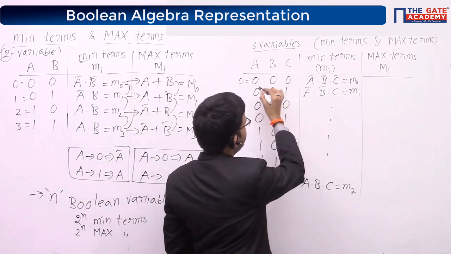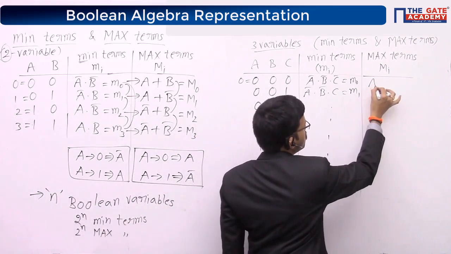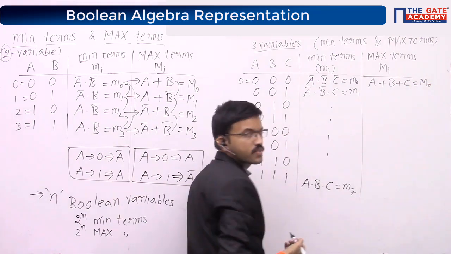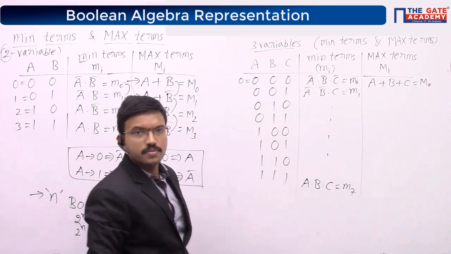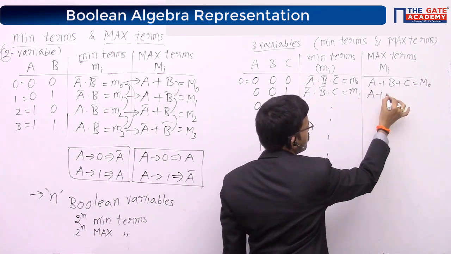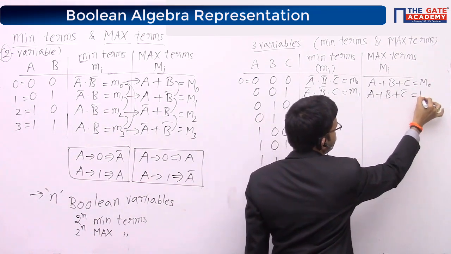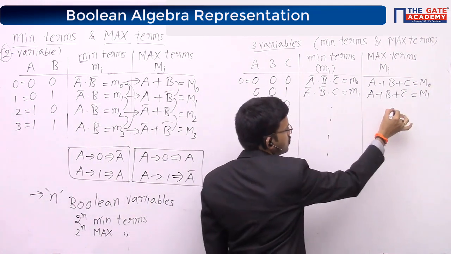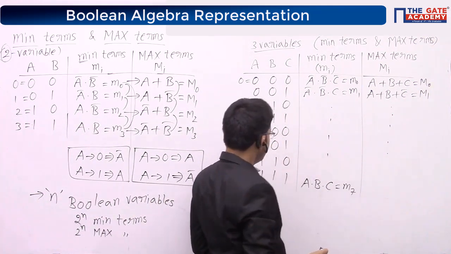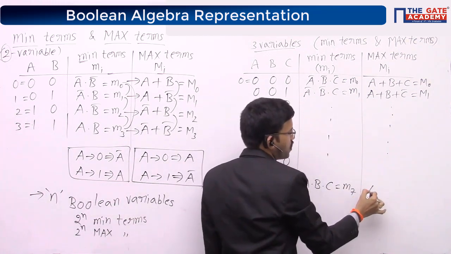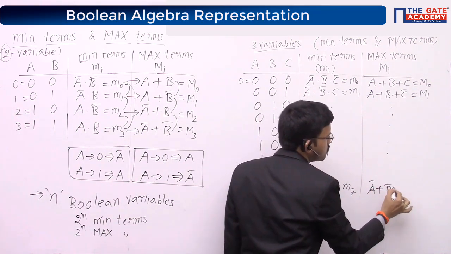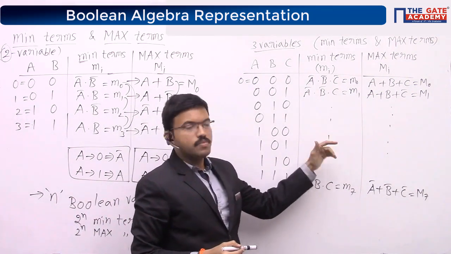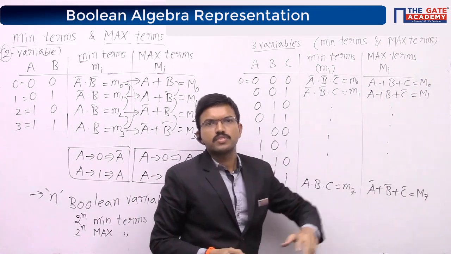Okay. So here all the variables are zeros. So that means A plus B plus C. It is capital M0. Next, 0, 0, 1: A plus B plus C bar. That is M1. And like this, for the last one, all the variables are 1. That means A bar plus B bar plus C bar. That is M7. You can write down first the Minterms, just complement it, you will get the Maxterms.